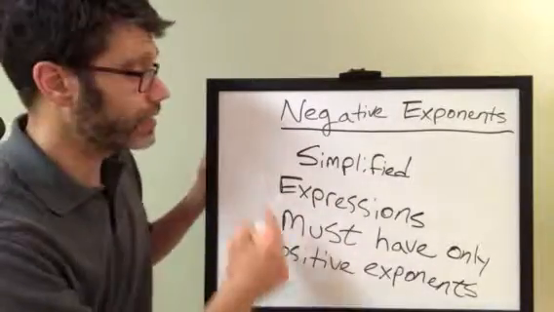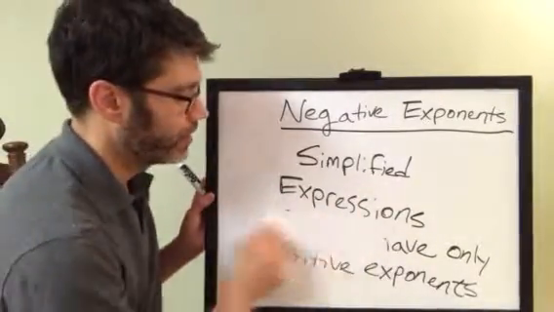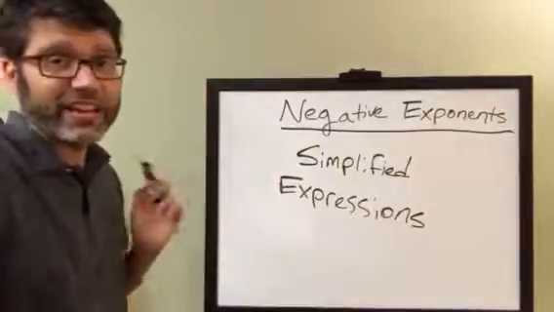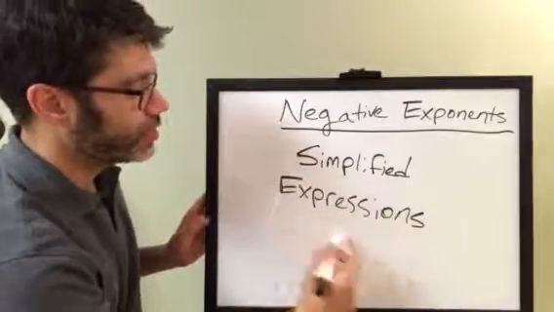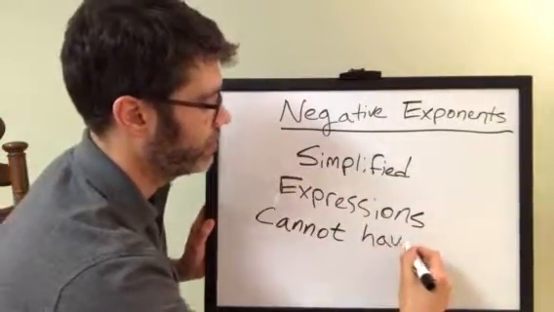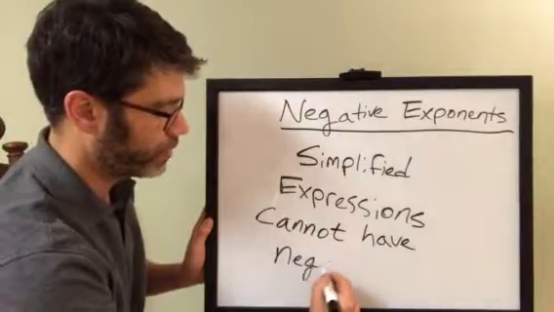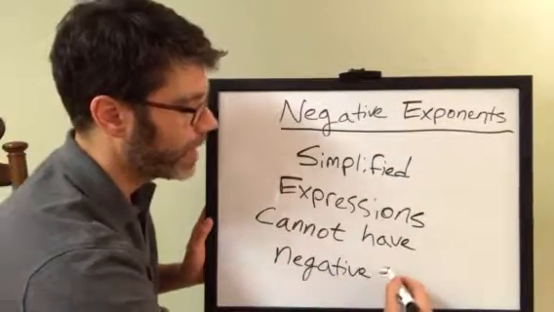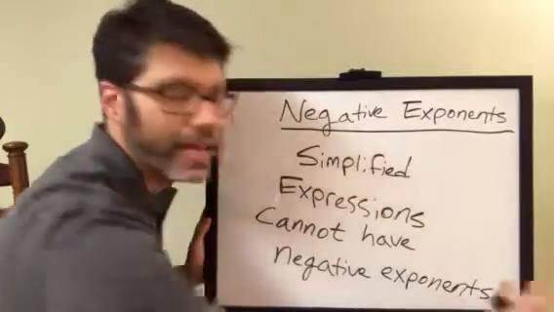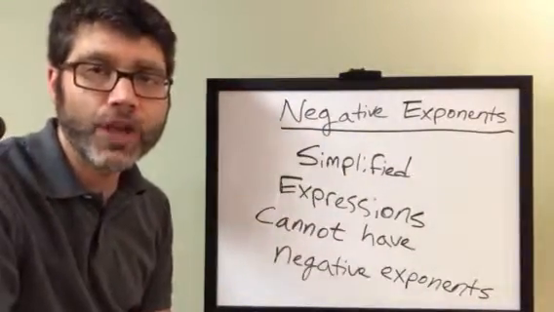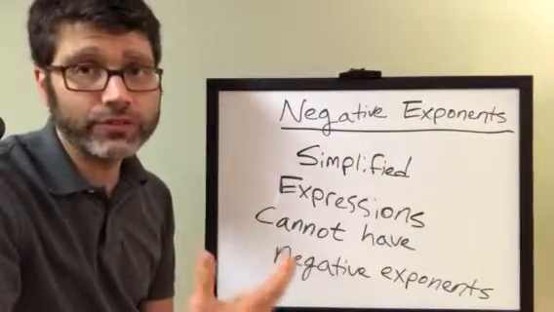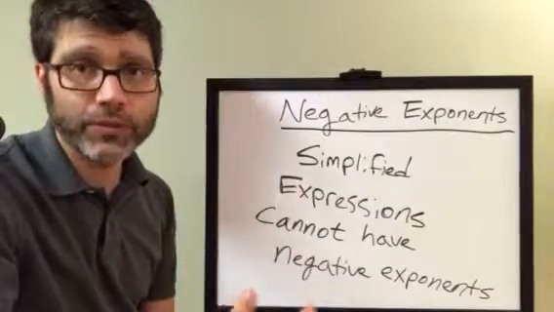Another way to express this is simplified expressions cannot have negative exponents. If you have an expression and it still has a negative exponent in it, you must rewrite it in some way so that its equivalent form has positive exponents.